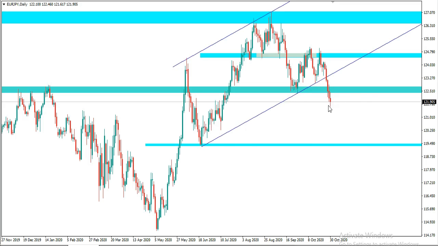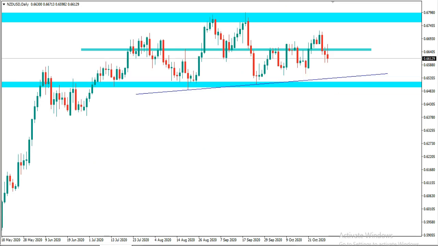So from this area, if we get a good entry signal, then we can take a long trade first for this retracement move to retest the previous support as new resistance. And at that area, we'll be positioning ourselves for the next short trade on this pair. So let's see what we have on the next pair.